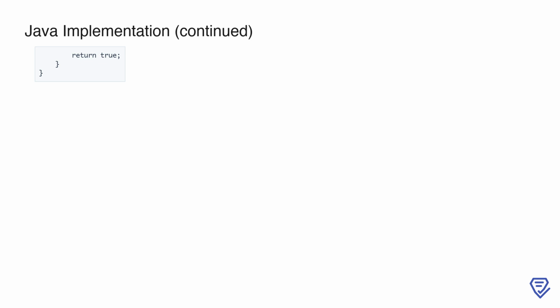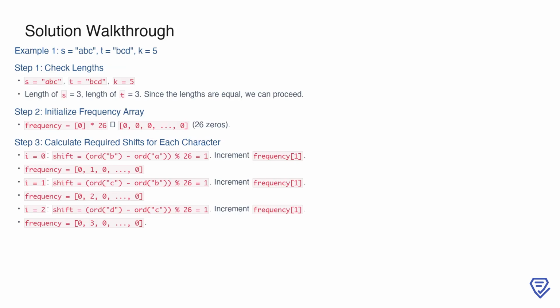If none of the shifts exceed their allowed usage, we return true at the end of the function, indicating that the conversion is achievable within the constraints. To begin solving the problem, let's consider the first example where s equals abc, t equals bcd, and k equals 5. The first step is to check the lengths of s and t. Here, both strings have a length of 3, so we can proceed to the next step.